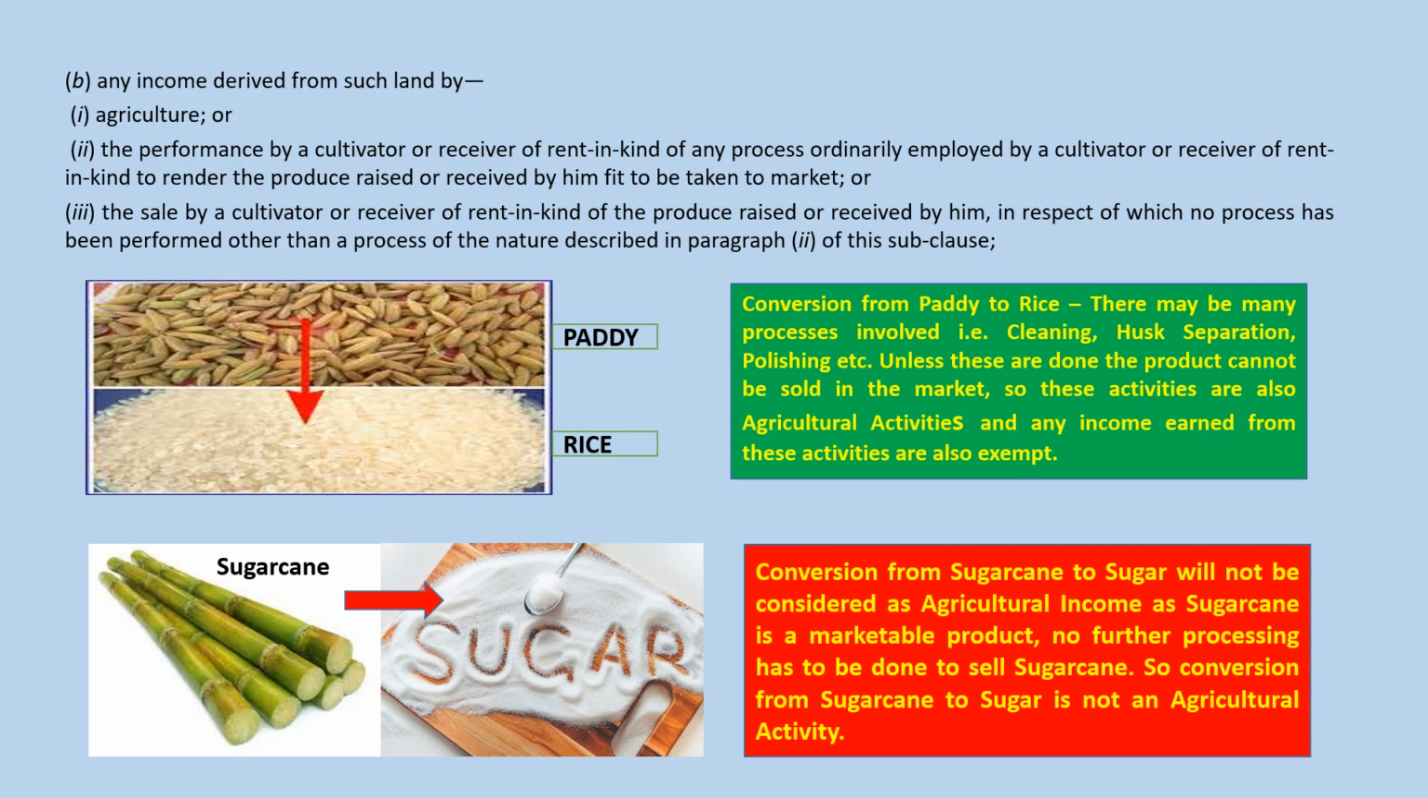Conversion from sugarcane to sugar will not be considered as agricultural activity, as sugarcane is a marketable product. No further processing has to be done to sell sugarcane. So conversion from sugarcane to sugar is not an agricultural activity.